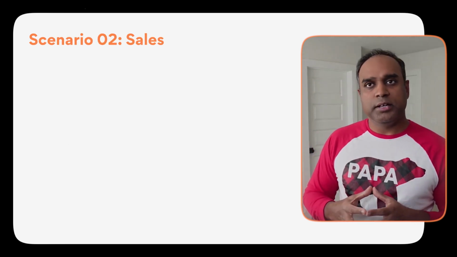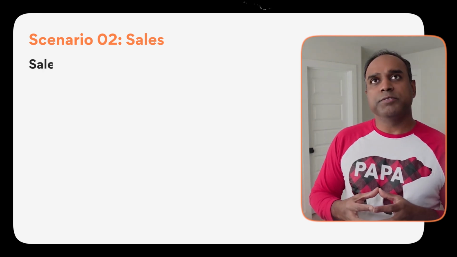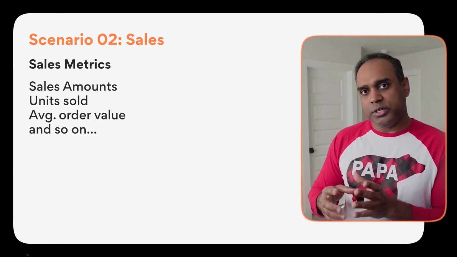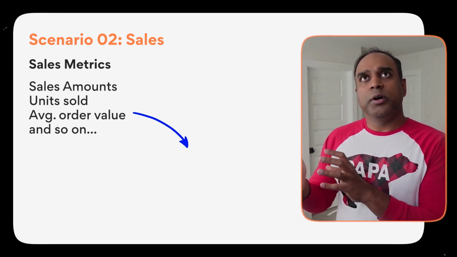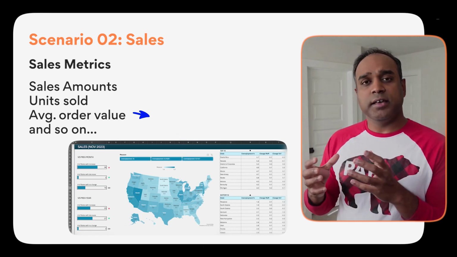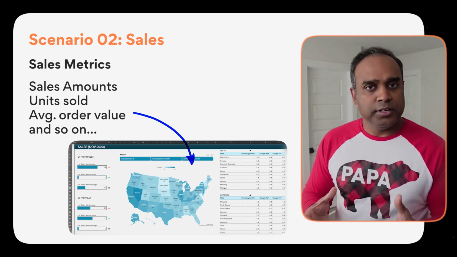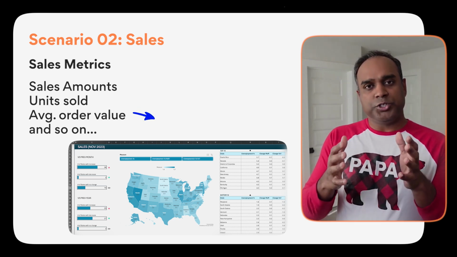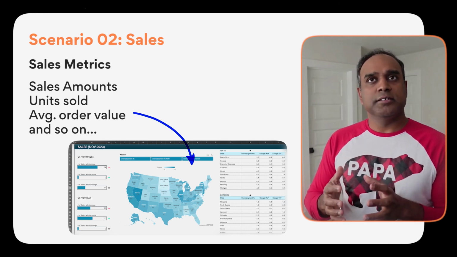Another example would be in a sales scenario where you have sales metrics like sales amounts, units sold, average order value, and so on. And then you want to analyze that by the location of a sales rep, by, let's say, a state or a country where the salesperson is. Even in that case, we have a geographic attribute like the sales rep location, and then you have multiple measures about sales.